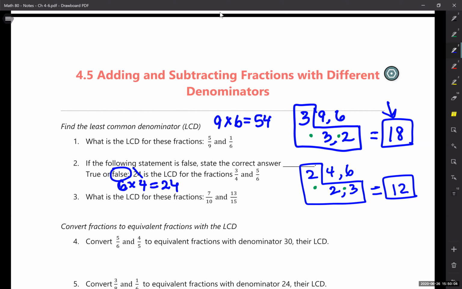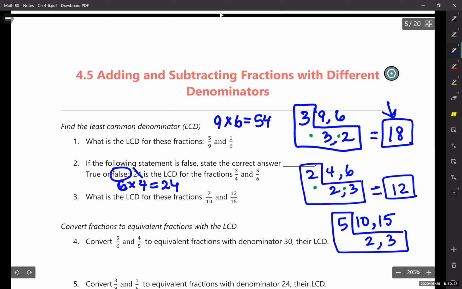All right, one last practice with this least common denominator cake method. We have 10 and 15. They have a 5 in common. So that 5 goes into 10 2 times. 5 goes into 15 3 times. I'm done because 2 and 3 have nothing else in common. So I'm going to multiply those together, and I get 30 as the LCD for number 3.